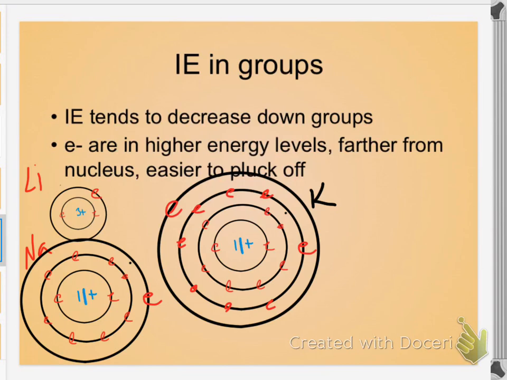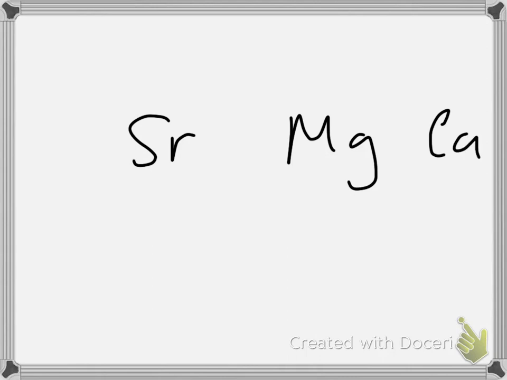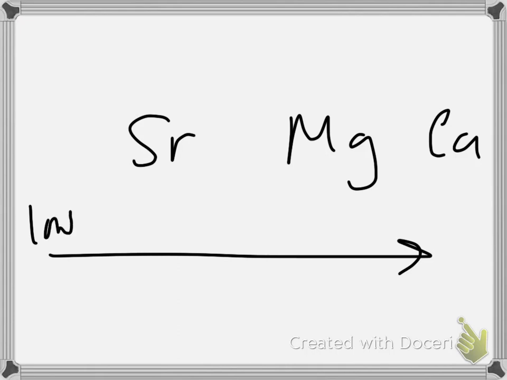If you grab your periodic table, you should all have it out because we've been working with it for quite some time now, I'm going to give you 3 elements: strontium, magnesium, and calcium. Put them in order of decreasing ionization energy, so from highest IE to lowest IE. And in your groups, go.